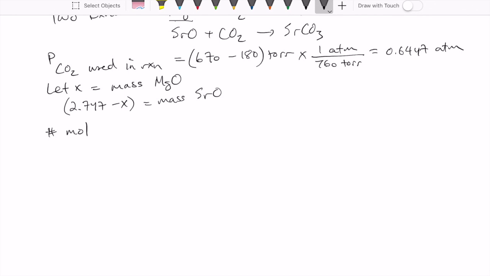So the number of moles of MgO is just going to be its mass, X in this case, divided by its molar mass. So it's 40. And so this is just 1 over 40 times X, and 1 over 40 is just 0.025X. So this is the number of moles of MgO.